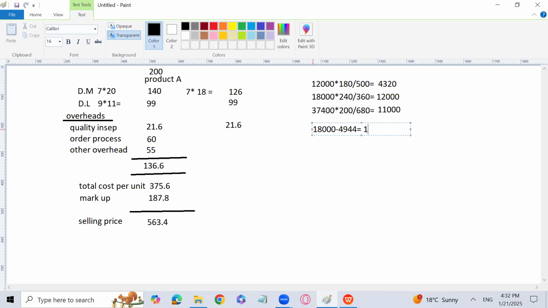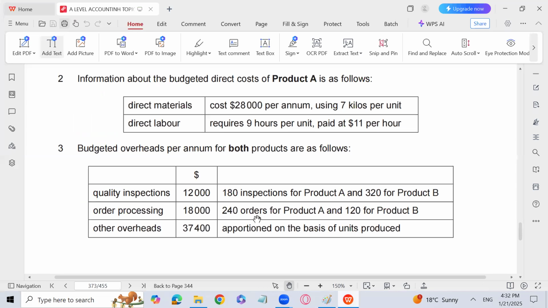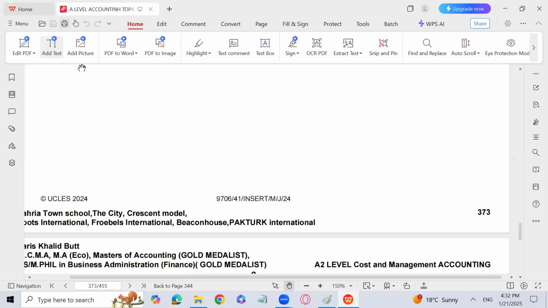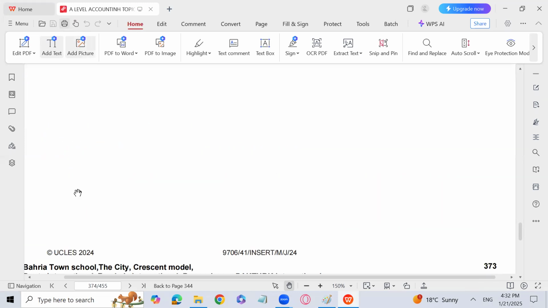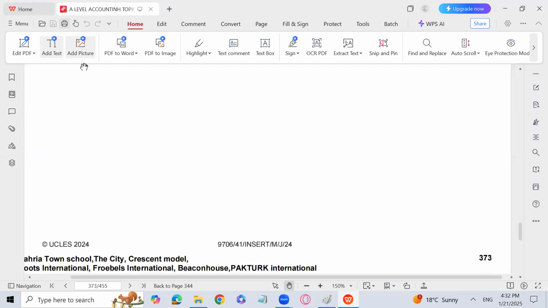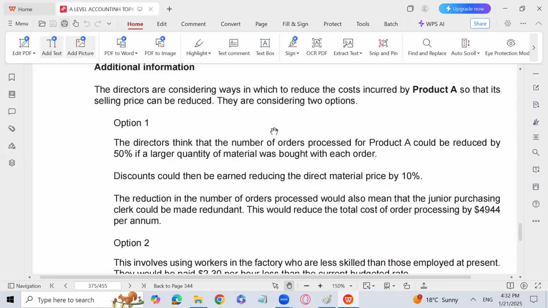So order processing cost is going to be 13056. Okay, and now we are going to go for the order processing cost. The number of orders processed has now decreased by 50%. It has been told that for product A the number of orders processed will decrease by 50%, but for product B all the things will remain the same.